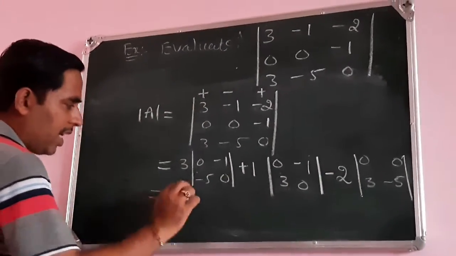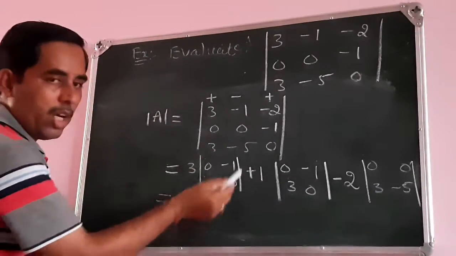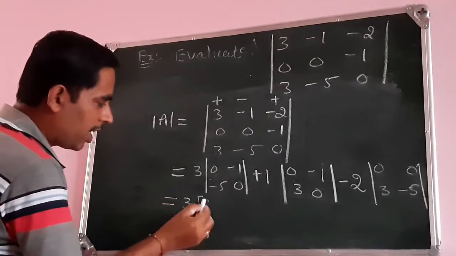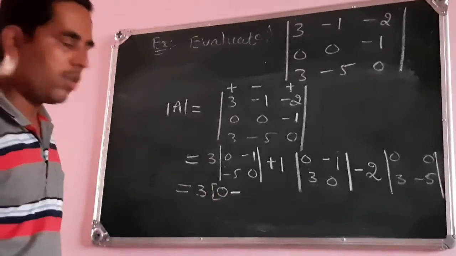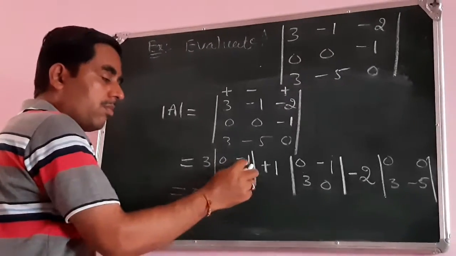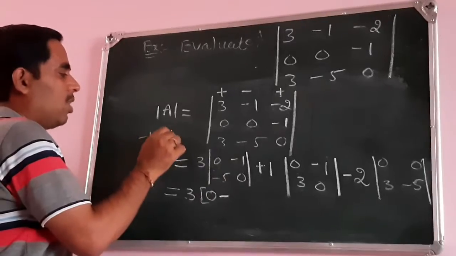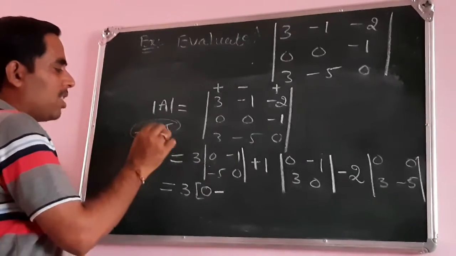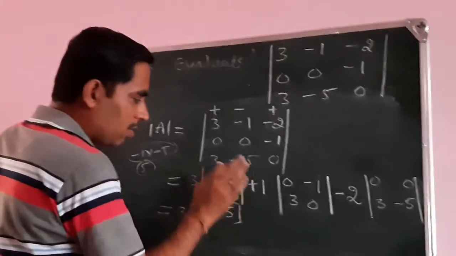So that is 3 into, now we can find the value of this determinant. 0 into 0 is 0. After writing the product, write the negative sign. Then you multiply these two: minus 1 into minus 5. What is the product here? Minus into minus is plus, and 5 ones are 5. So that will be 5. Then this one is over.